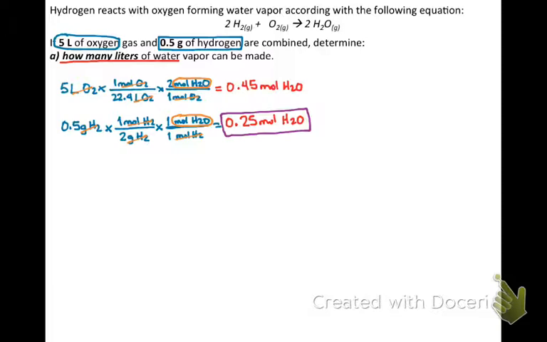As this is the smaller amount of the two amounts of water we have already calculated, that means that hydrogen will be your limiting reactant. It will be the one that will stop the reaction when it reaches 0.25 moles of water.